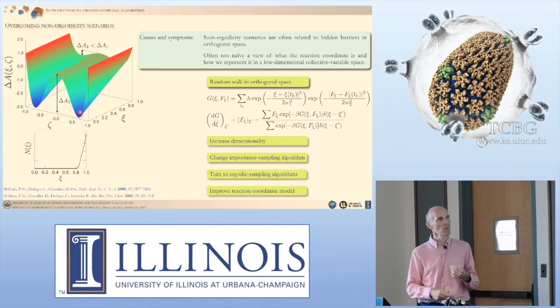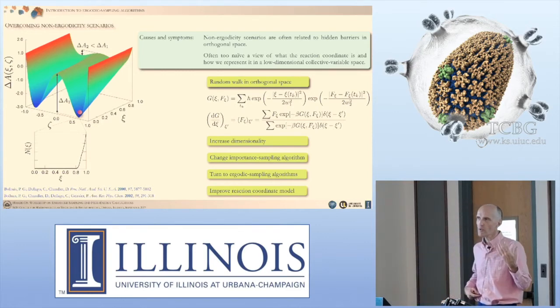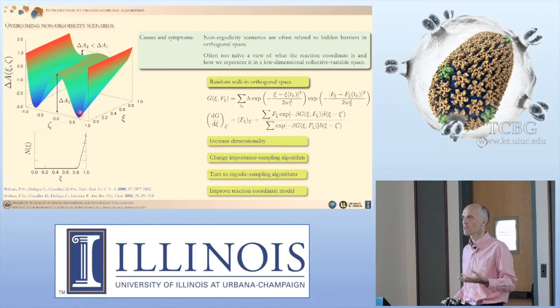It's a random walk in orthogonal space. It means that you're actually doing a two-dimensional potential manifold. So you're not just sampling in the direction of psi, you're also sampling in the direction along the derivative.